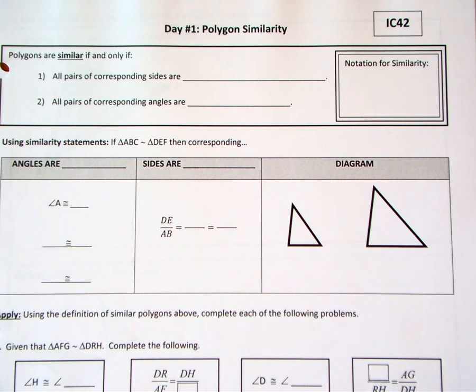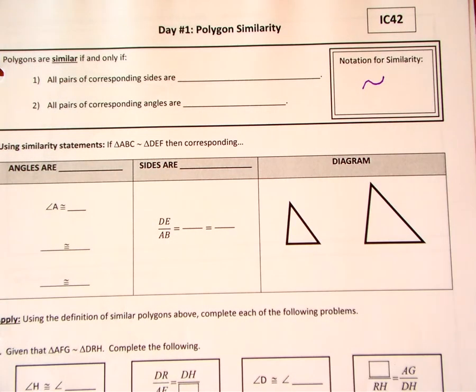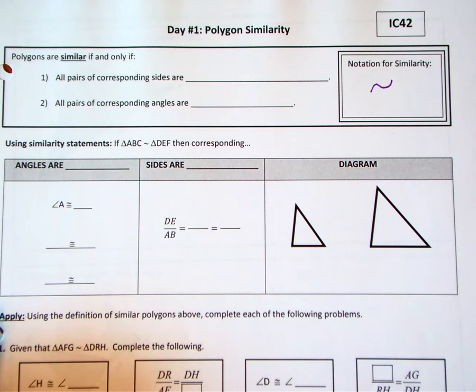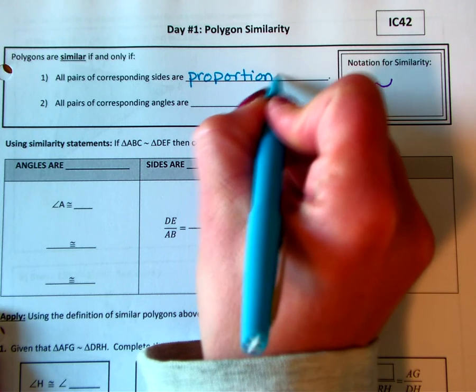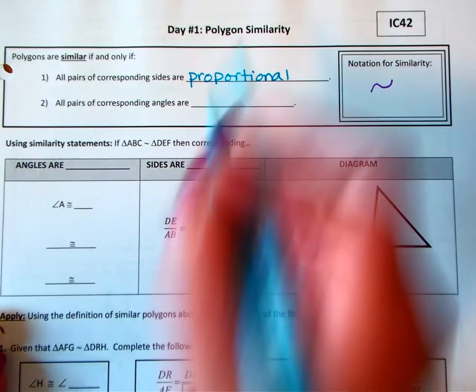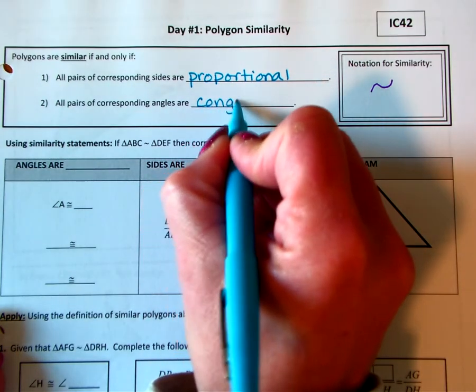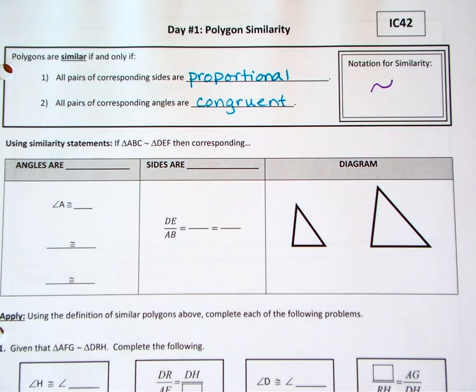Okay, polygons are similar. So first of all, similar notation, similarity is just one little squiggly line there. Okay, and we can determine that polygons are similar if and only if all pairs of corresponding sides are proportional. So not congruent, but proportional. And all pairs of corresponding angles are congruent. Okay, so the angles have to be the same measurements, but the sides have to be proportional.